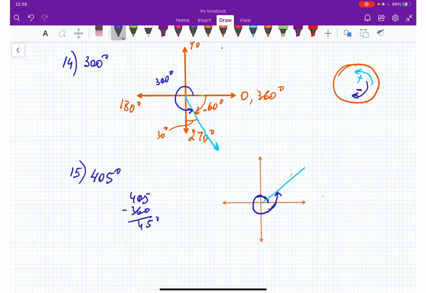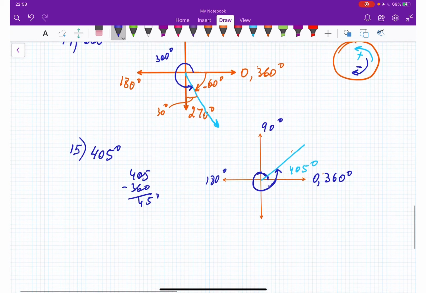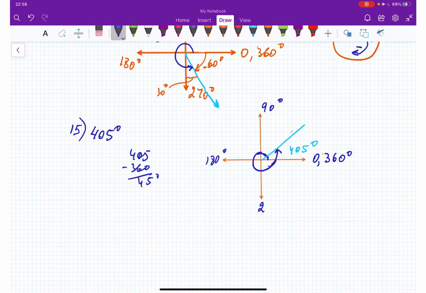So this will be 405 degrees. All right? And this is 0 degrees and 360 degrees, correct? 90 degrees, 180 degrees, and 270 degrees.